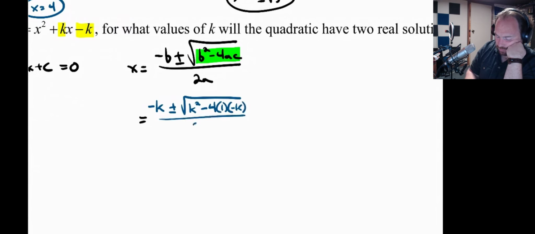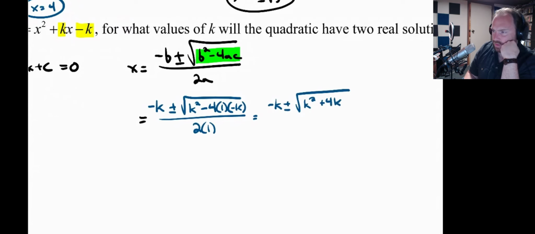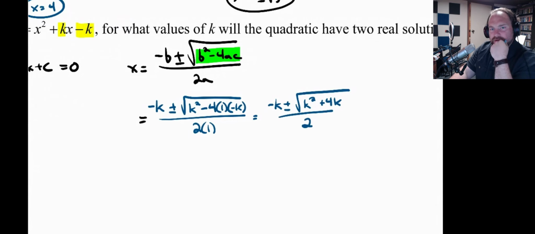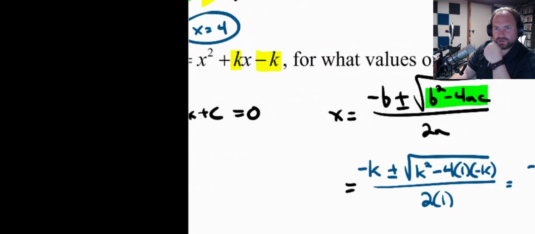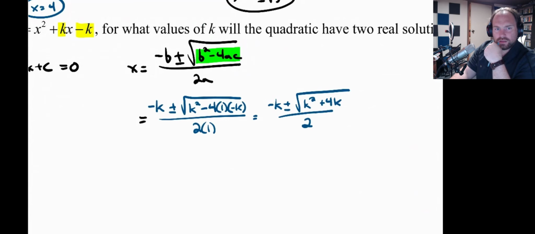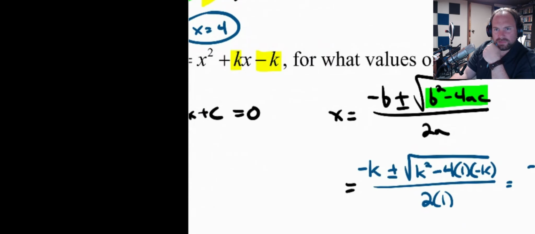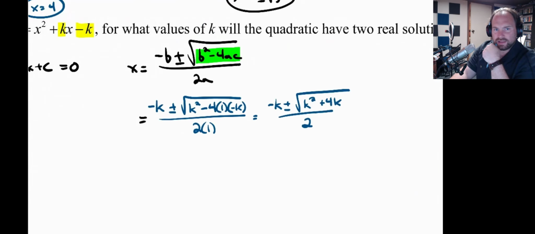That's all over 2 times 1. So if we clean this up, we get negative k plus or minus the square root of k squared plus 4k, all over 2. Now, what we want to do here is think about that discriminant. We want to determine where it's going to be positive, really, is what we're looking for. So we should maybe take that discriminant off to the side and think about it on its own terms. When is this thing going to be positive?